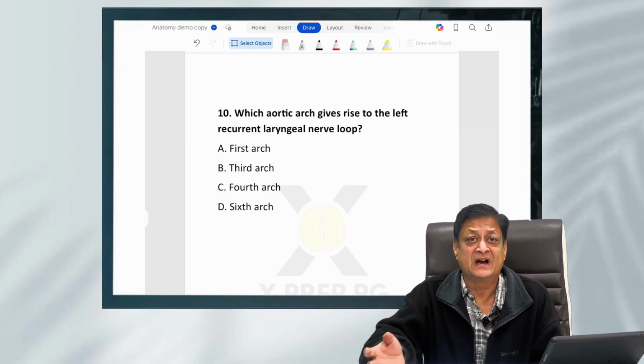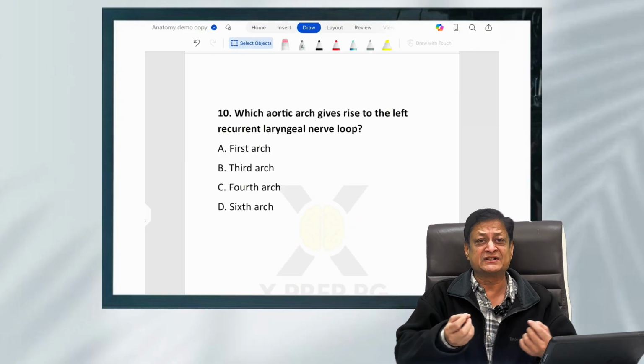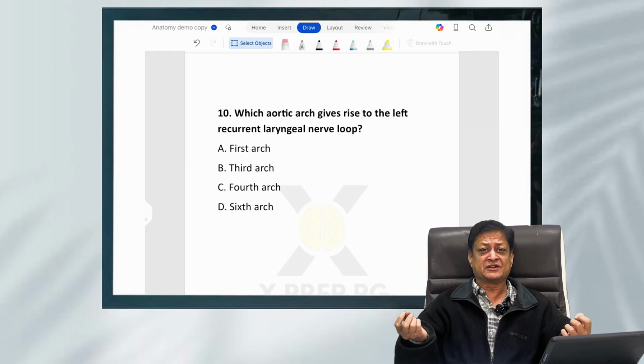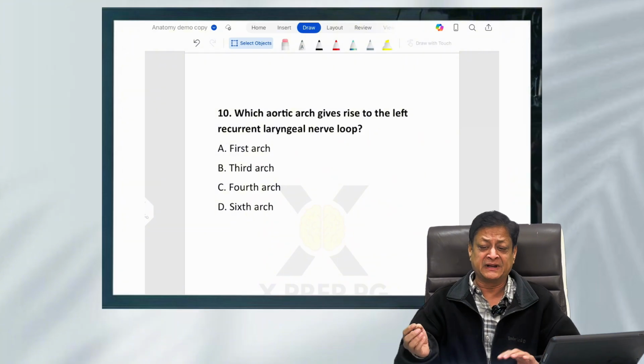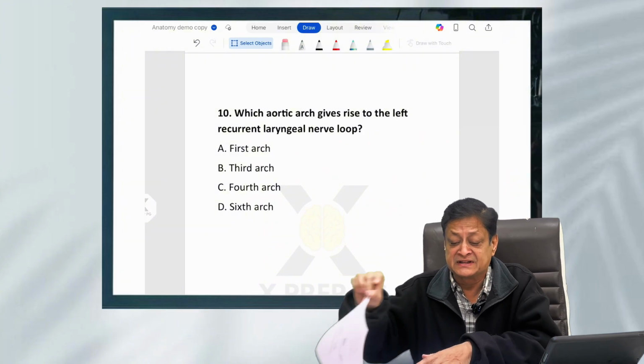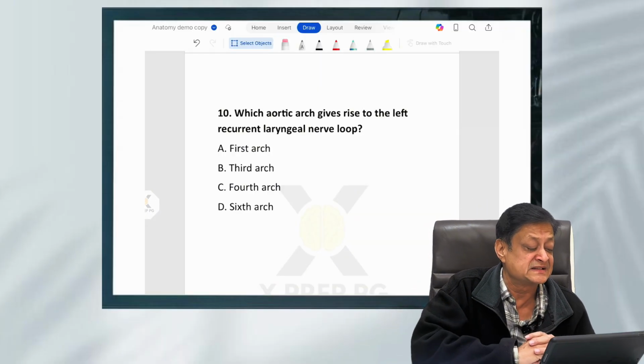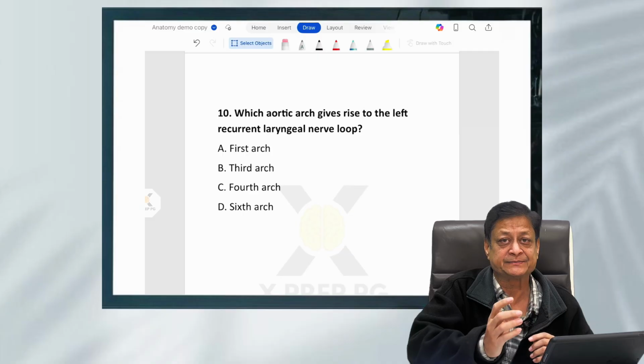As I have mentioned, the arch of the aorta is different and the aortic arches are different, while the sixth arch on each side is responsible for development of the pulmonary arteries. So the pulmonary arteries are derived from the sixth arch. So finally, our answer is the sixth arch, that is D.